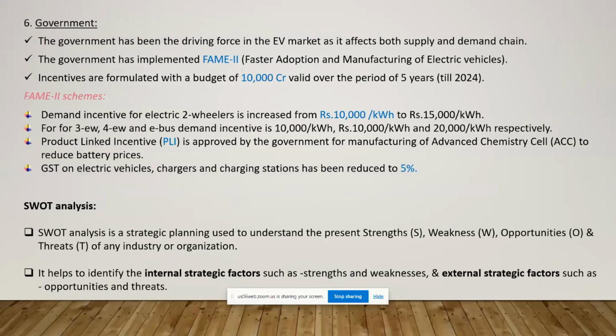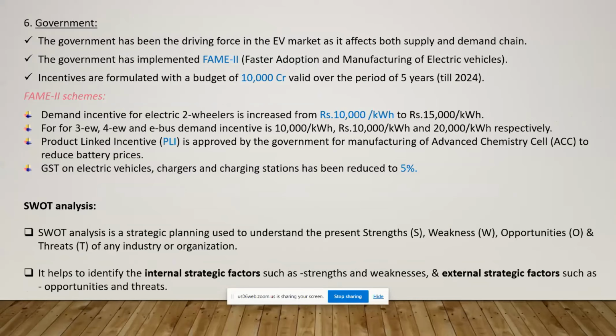And the government is a major force in why people are going for electric vehicles, because they have given so many incentives. In budget 2020, they increased the FAME 2 scheme, regarding GST as well as the demand incentive. These are all the factors which influence electric vehicles, that is, the market dynamics. Next, we go for SWOT analysis.